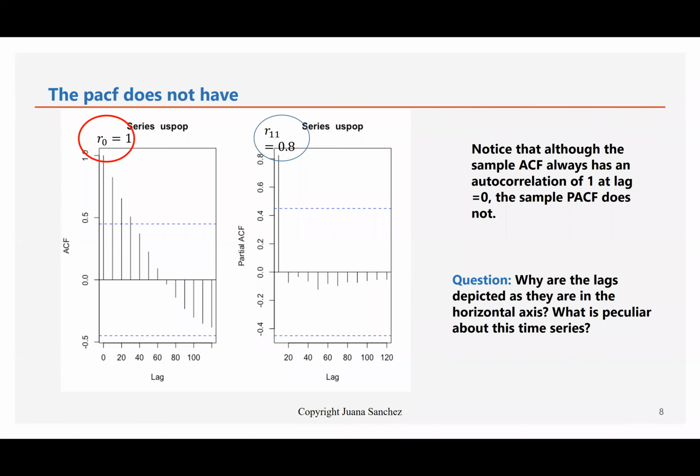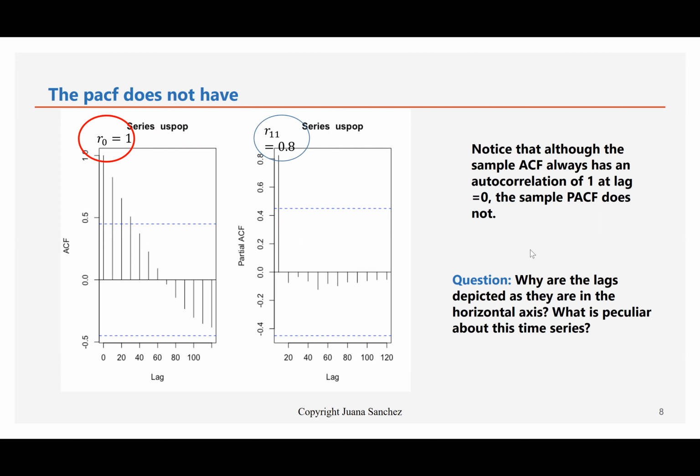And again, notice one more thing, that the sample partial autocorrelation does not have autocorrelation at lag 0 equal to 1. In the sample partial autocorrelation, you can start immediately interpreting the first lag. Okay, so remember that in the ACF, we did not interpret lag 0 at all because it's always 1. Autocorrelation of a variable with itself is always 1. And that's not the case with a sample partial autocorrelation.